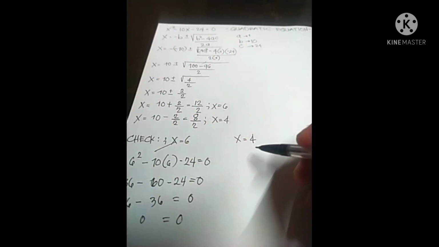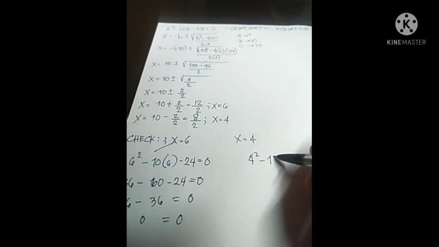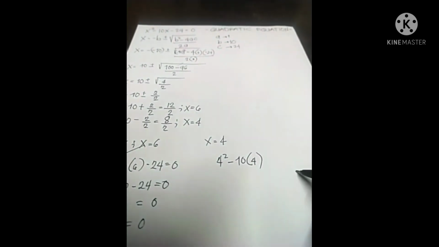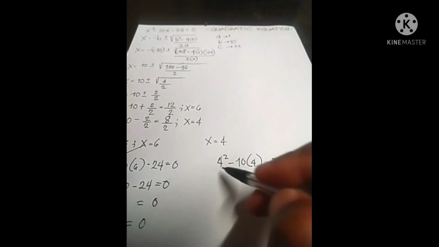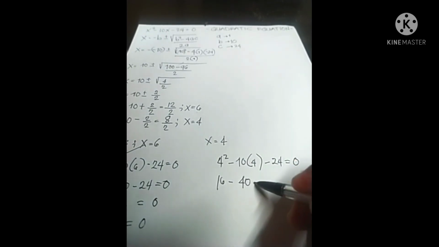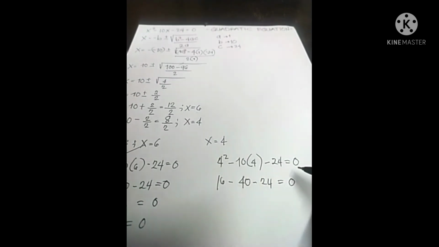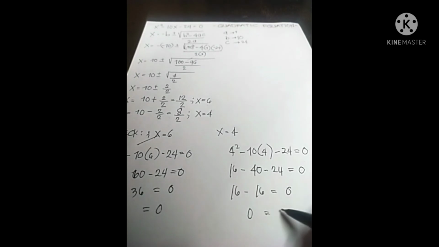So by substituting from the equation, this is 4 squared minus 10 times 4 minus 24 is equals to 0. 4 squared is 16 minus 10 times 4 is 40 minus 24 is equals to 0. 16 minus 40 minus 24 is 16 is equals to 0. 16 minus 16 is 0 is equals to 0. So check.